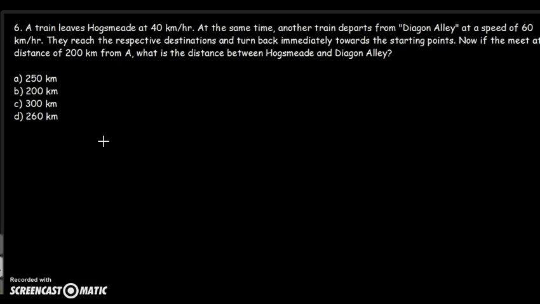A train leaves Hogsmeade at 40 km per hour. At the same time, another train departs from Diagon Alley at a speed of 60 km per hour. They reach the respective destinations and turn back immediately towards the starting points. Now, if they meet at a distance of 200 km from, this is not A, this is Hogsmeade. From Hogsmeade, what is the distance between Hogsmeade and Diagon Alley?